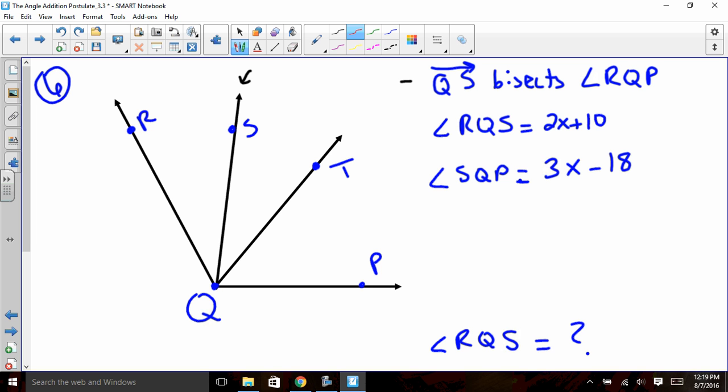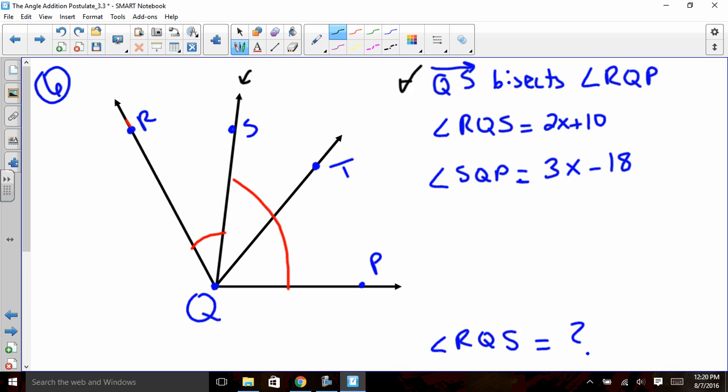QS cuts that whole big angle of RQP, which is the whole resulting angle. So that means that this little part here is actually equal to this whole thing here. Now, I know it doesn't look like that, but we can't go based off of sight when we're in math class. We have to go by what's given to us, what information we know. And I know it bisects, so therefore they must be equal. Okay, so we've taken care of that piece of information.